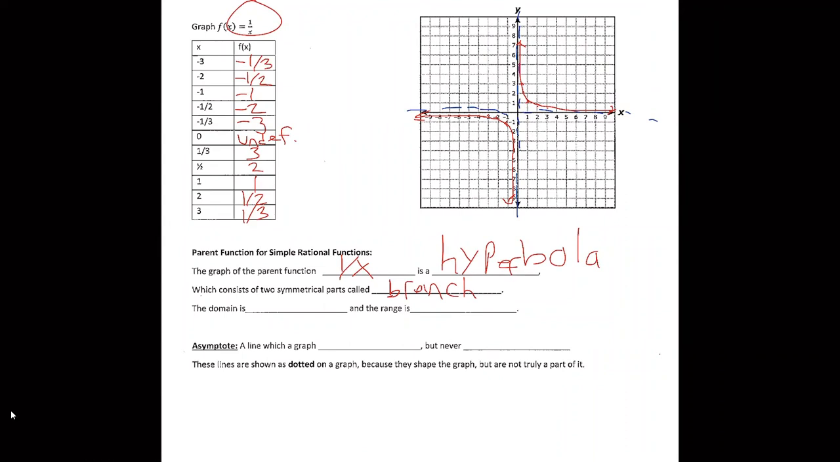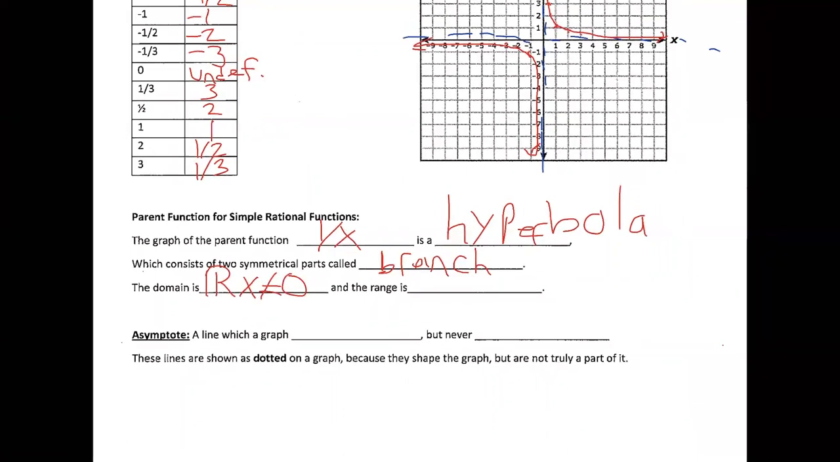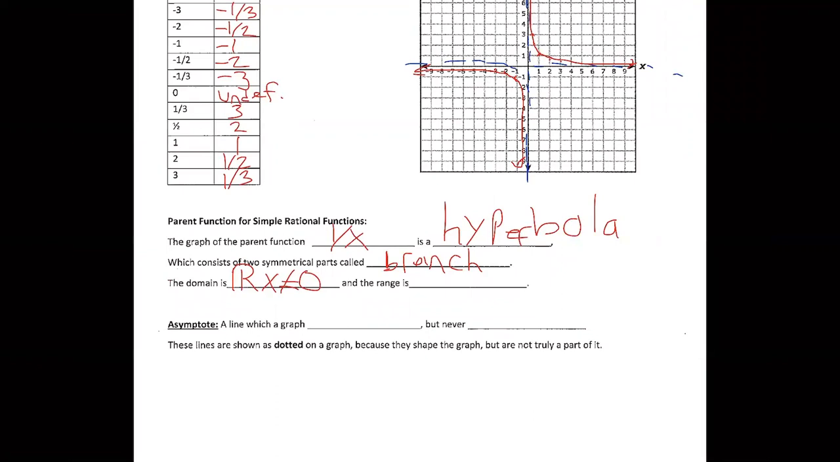Let me just make sure: the domain should be all real numbers except 0. Our domain would be all real numbers except x can't equal 0. Remember, our graph got really, really close to the x value 0, but never crossed. And same idea with our range: it would be all real numbers except y can't equal 0. Or sorry, not x, y, since we're talking about range. y can't equal 0.